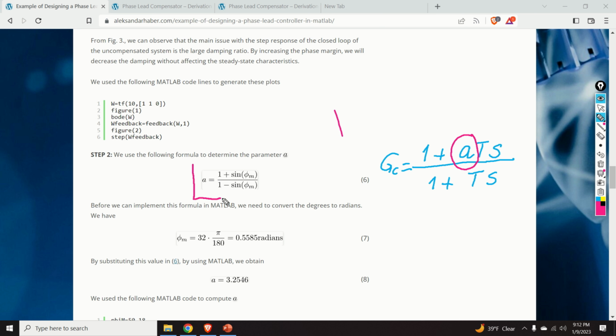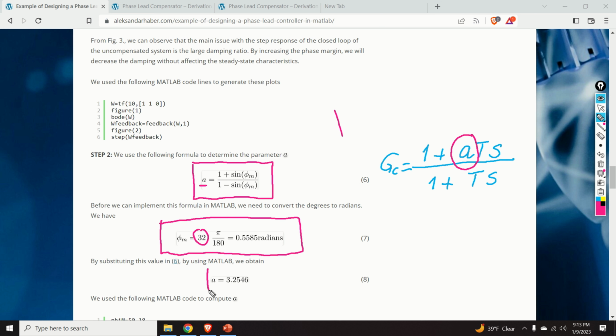In my previous tutorial, I derived this equation that relates the parameter A with the correction phi m. That is, it relates the parameter A with the maximum phase of the phase lead compensator. And here's the formula. So what you need to do is substitute the previously computed value of phi m in this equation. However, be careful over here because you need to transform phi m from degrees to radians, and you can use the simple formula.